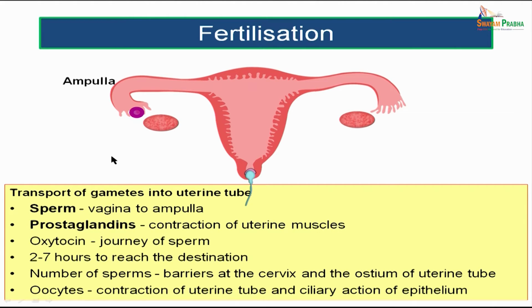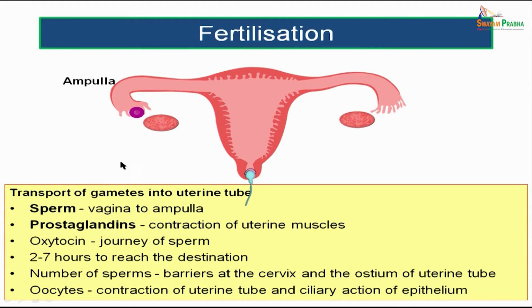First, the transport of gametes into the uterine tube. The sperm will travel through the vagina into the ampulla of the uterine tube, and the prostaglandins will help in the contraction of the uterine muscles. Oxytocin will also aid in the journey of sperm into the uterine tube. The estimated time is roughly 2 to 7 hours, and the sperms will have to cross many barriers to reach the uterine tube. The barriers are at the cervix and at the ostium of the uterine tube.